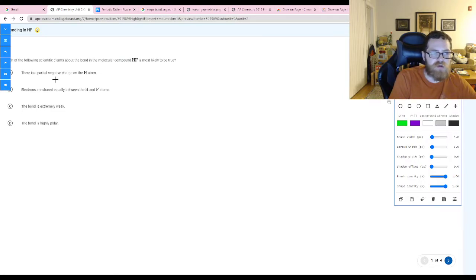There is a partial negative charge on the H atom. Electrons are shared equally between H and F atoms. The bond is extremely weak. The bond is highly polar.